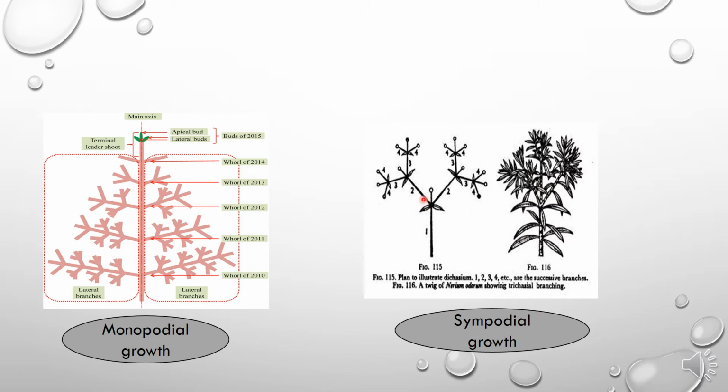These branches appear from the terminal portion of the stem, or from the apical bud. These two branches appear, and they very soon terminate into flowers. And the further branches which appear from these branches also terminate into flowers very soon. They do not grow for a long period of time. They continue their growth for a very short period of time.